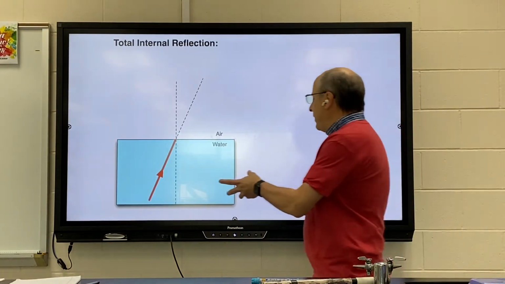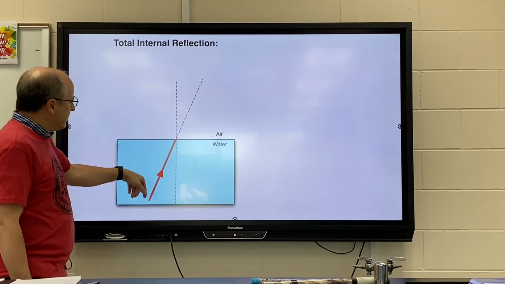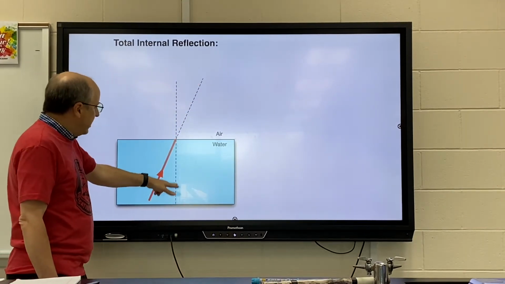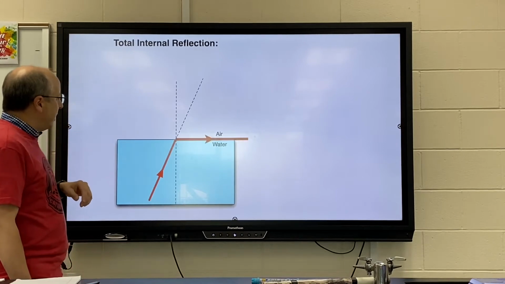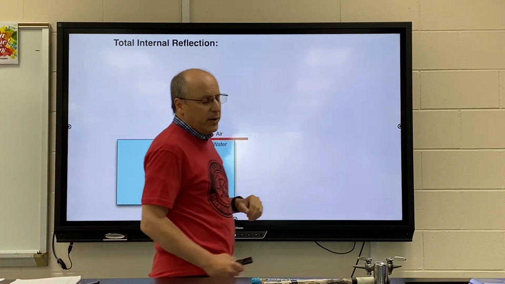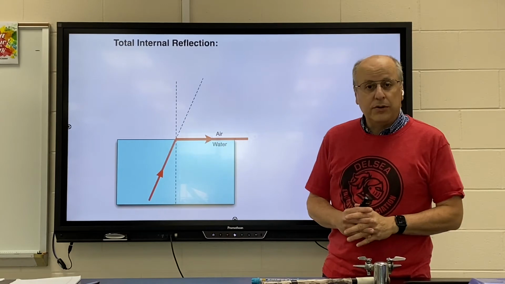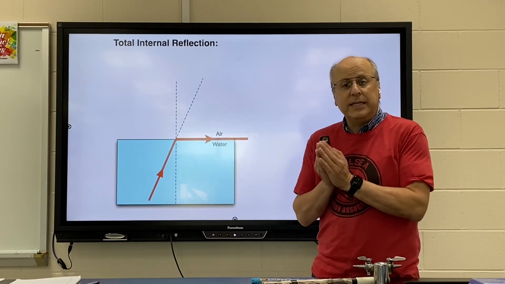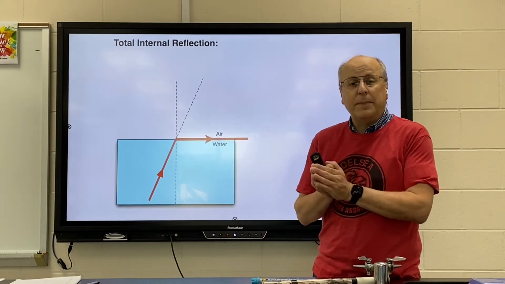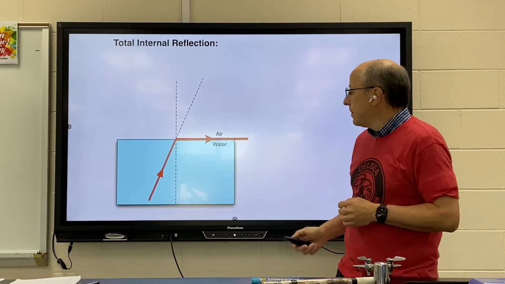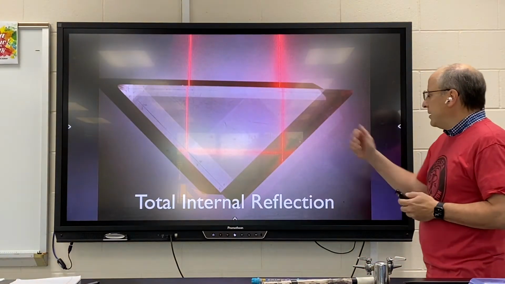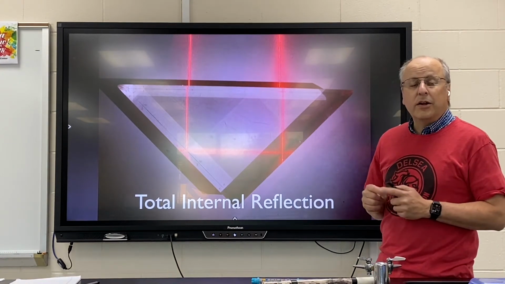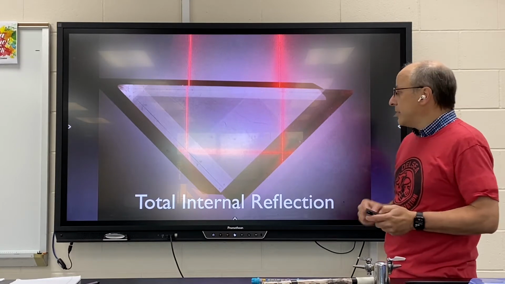Okay, so if we have light going from water to air, this dotted line shows its original path. The other dotted line is the normal line. There will come a point where the refracted angle will reach 90 degrees. Once you exceed 90 degrees, you are right back in the water. Again, this is known as total internal reflection because 100% of the light reflects.